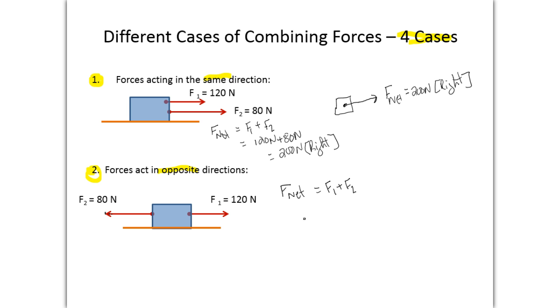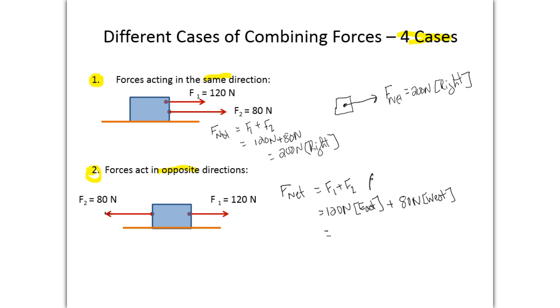And when you're doing this, you only consider forces in balance with each other, or in opposite directions, so left, right. So our force 1 is 120 newtons. And we could say right, or we could say to the east, just indicating that positive direction, plus 80 newtons. And this one's not in the same direction, so we could say it's to the west.